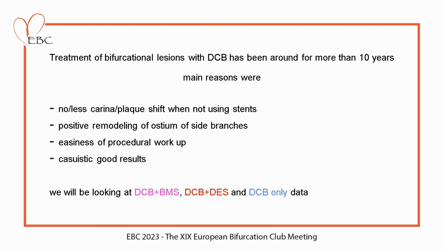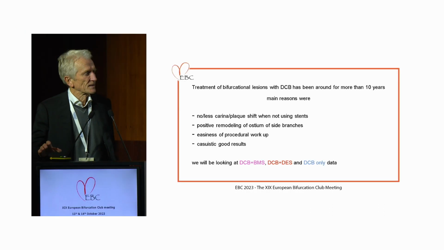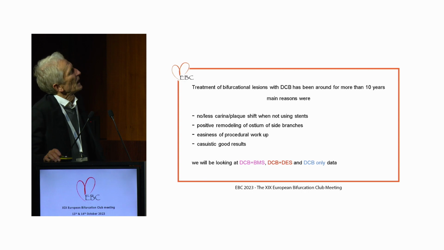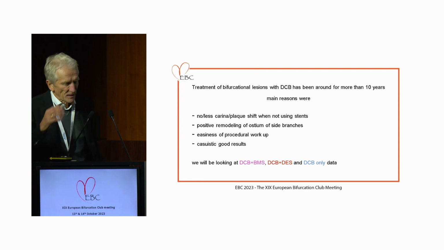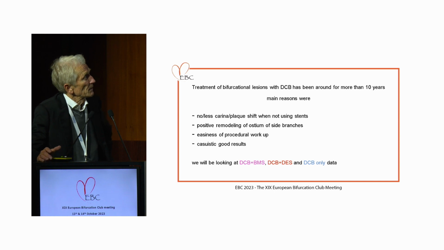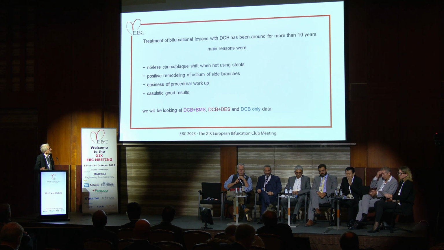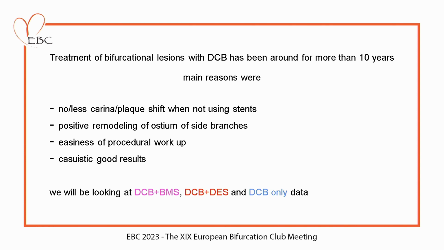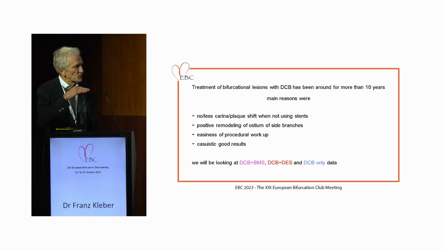So actually, treatment of bifurcations with DCB is far more than 10 years old, and still we don't have a lot of data, really. What was the reason why we really got into bifurcations? Well, one reason: we have less or no carina shift with a balloon, contrary to a stent. We have positive remodeling of the ostium of side branches. We have the easiness of the procedural workup, and we have good casuistic cases. So let me introduce you now through the history of this development. We don't have a lot, I have to say.